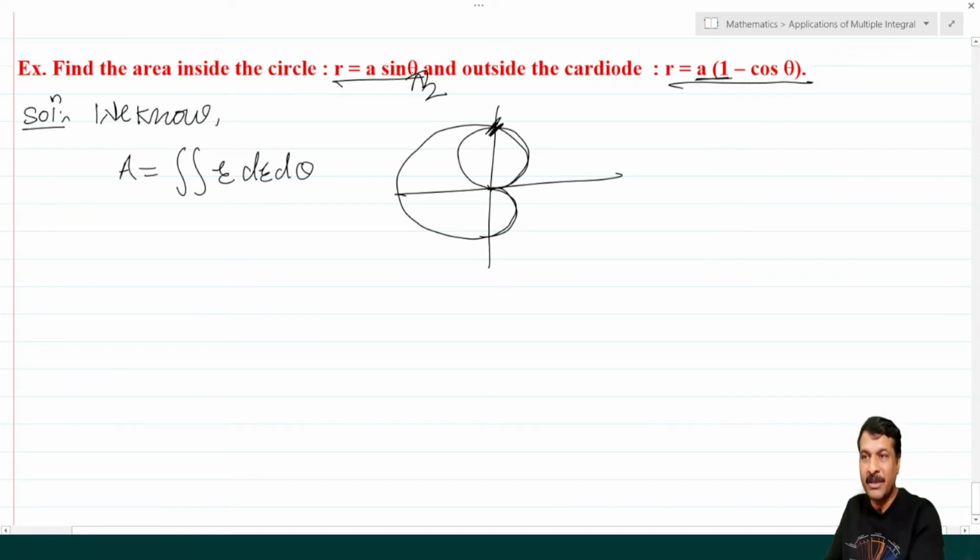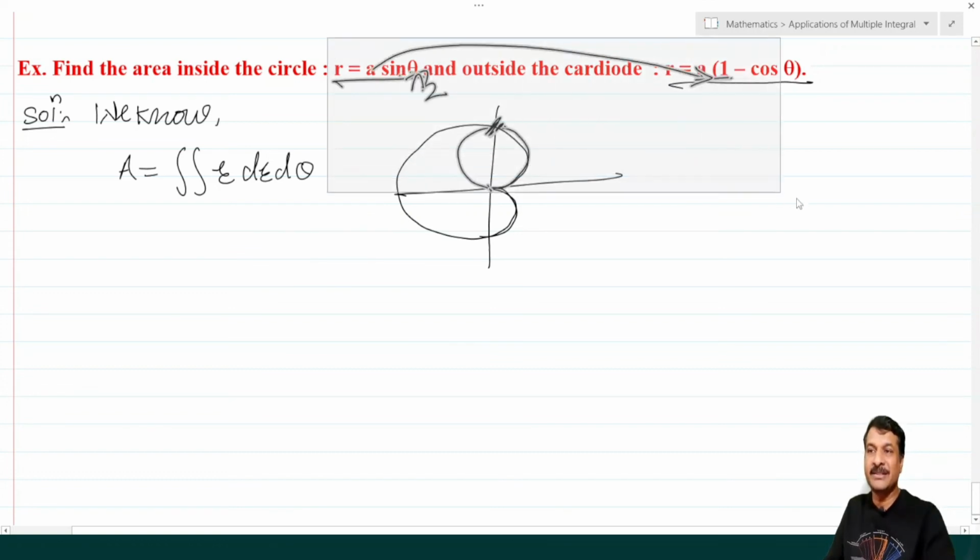That means here may be the point of intersection. But that point of intersection you always find by equation, not by the curve, because here we are tracing the curve roughly. So by equation you find the points of intersection. So what is that curve?